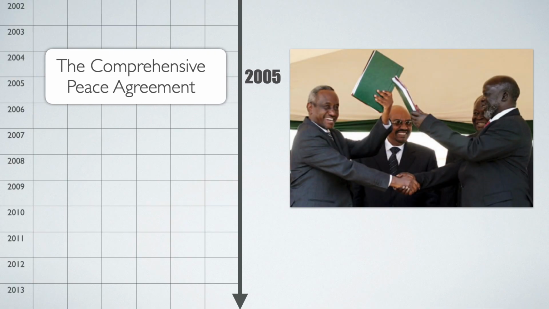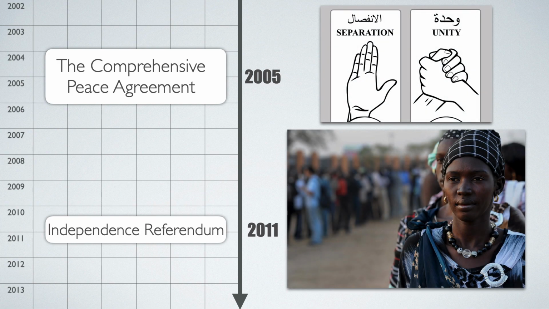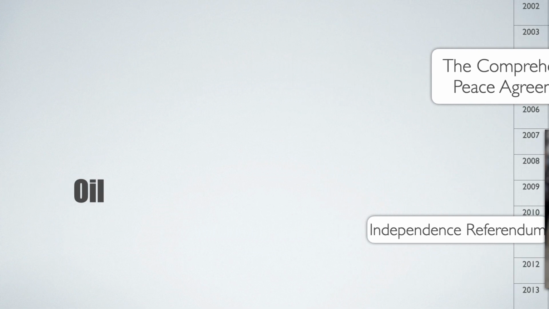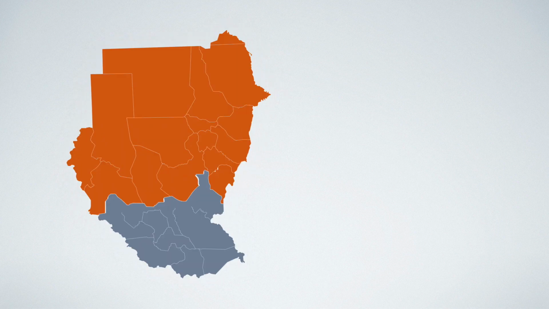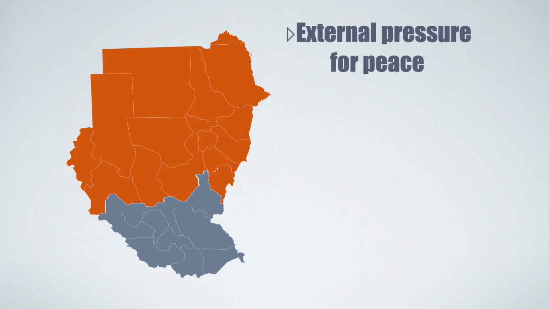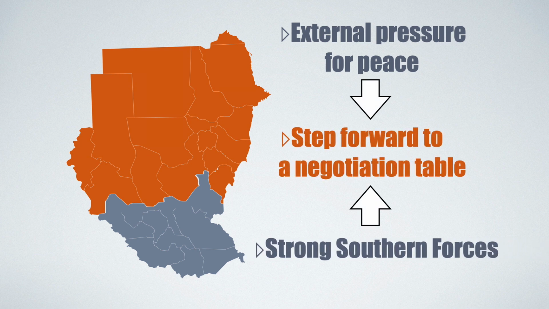The government of Sudan and the rebels finally reached the Comprehensive Peace Agreement in 2005. After a half-century struggle, the South got a chance to overcome the internal colonial structure. In the 2011 referendum, Southern Sudanese overwhelmingly voted for independence and establishing a secular state. For the central government, only two situations would bring them to the negotiation table for peace: when Southern forces are strong enough, or when the international community puts heavy pressure on them.